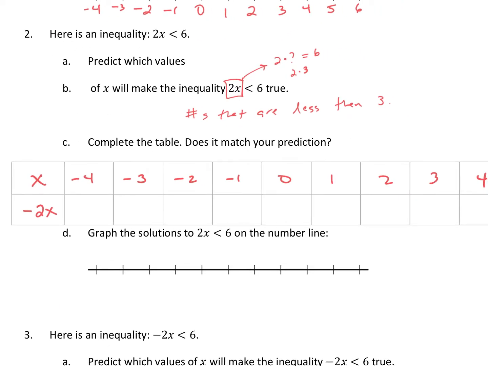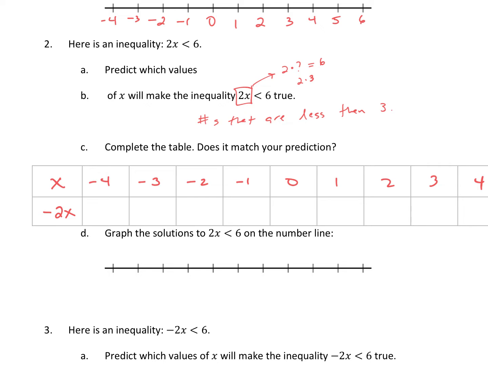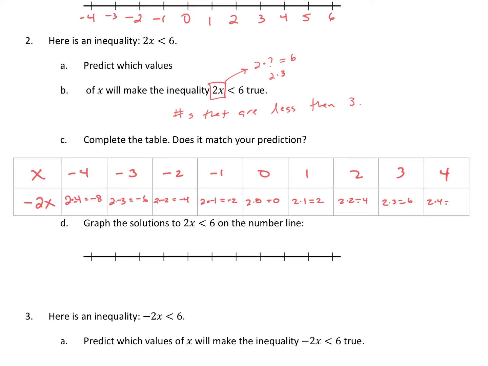So now I'm going to fill out the table to make sure that that makes sense. So here I'm doing 2 times -4, which is -8. 2 times -3, which is -6. 2 times -2, which is -4. 2 times -1, which is -2. 2 times 0, which is 0. 2 times 1, which is 2. 2 times 2, which is 4. 2 times 3, which is 6. And then 2 times 4, which is 8.